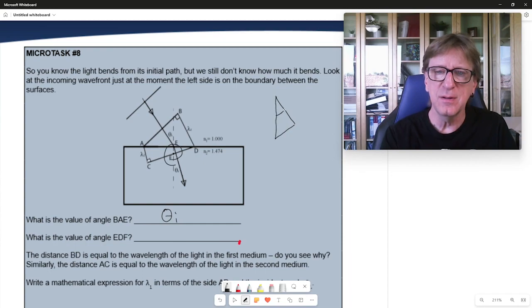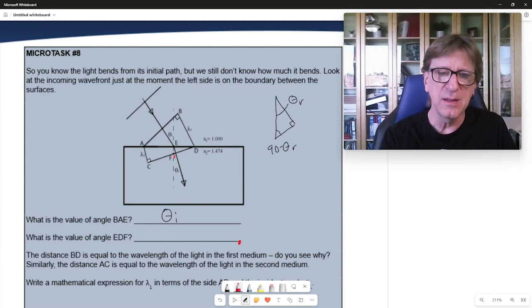Now this angle is theta R. That's my refracted angle that's coming in. So what must this angle be, which is this tiny little angle right in there? Well, this is perpendicular, right? So that's a right angle, so that must be 90 minus theta R. All right. So this tiny little angle here is theta R.